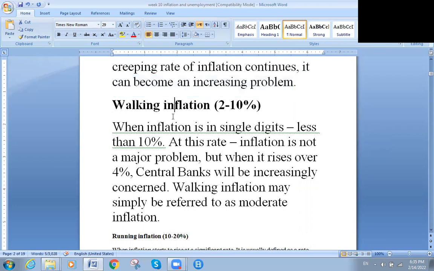The second type of inflation, we call walking inflation. And here, the inflation is between 2% to 10%, when inflation is a single digit, less than 10%. So when it is from 2% to 10%, we call it walking inflation. At this rate, inflation is not a major problem, but when it goes over 4%, here the central bank will be increasingly concerned.